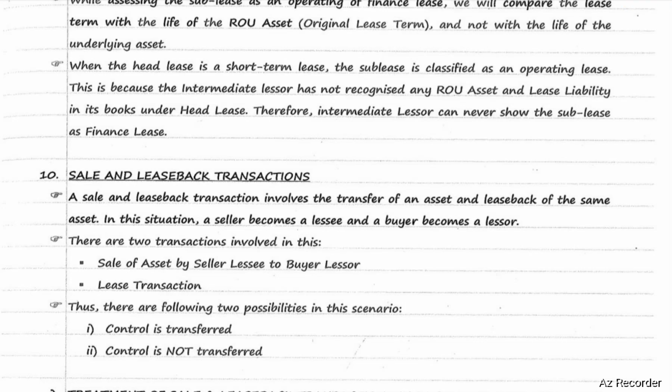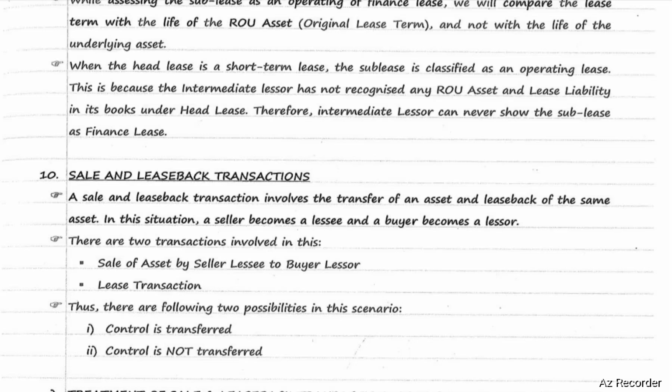Sale and leaseback transactions. A sale and leaseback transaction involves the transfer of an asset and leaseback of the same asset. First, transfer will be done. Second, leaseback. In case of sale and leaseback transactions, a seller becomes a lessee and buyer becomes a lessor. Here there are two transactions involved: sale of asset by seller lessee to buyer lessor and lease transaction. Thus, there are following two possibilities in this scenario.